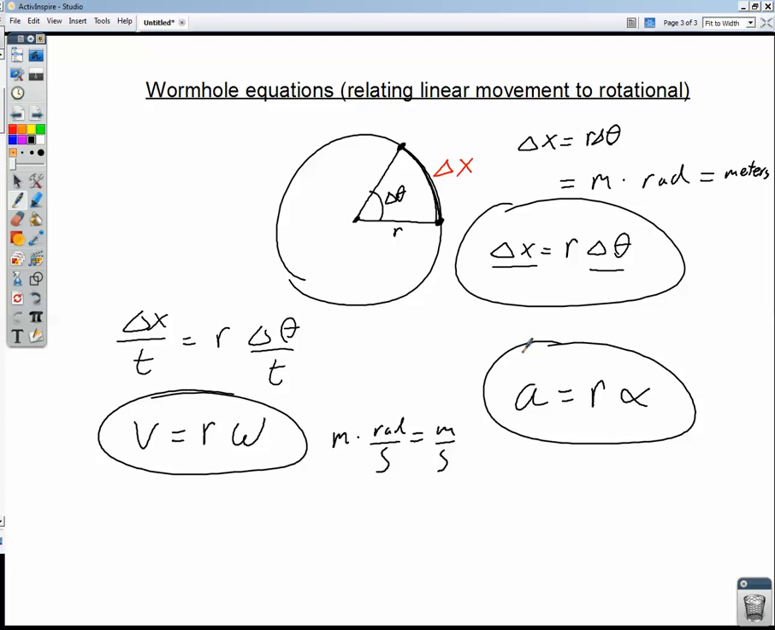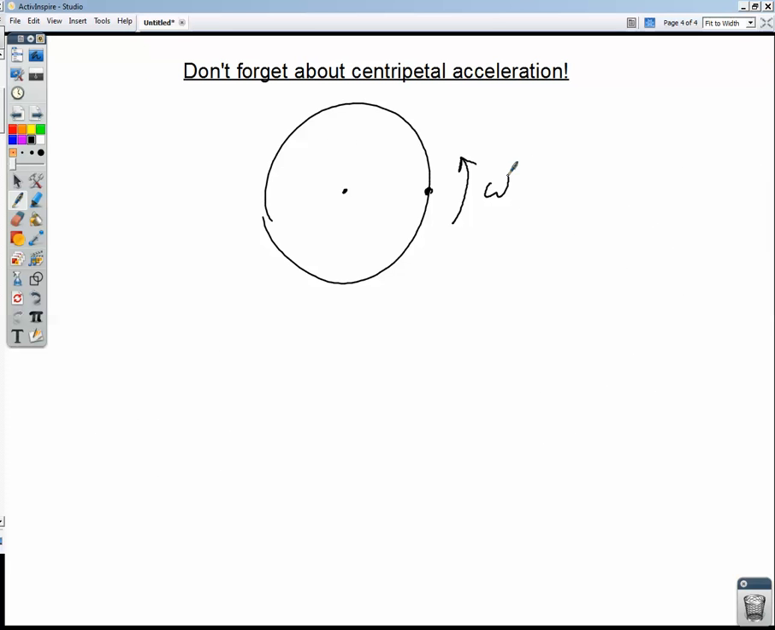And that's the third wormhole equation. So we can relate the linear world, linear displacements, linear velocities, linear accelerations, to the angular world through these wormhole equations.